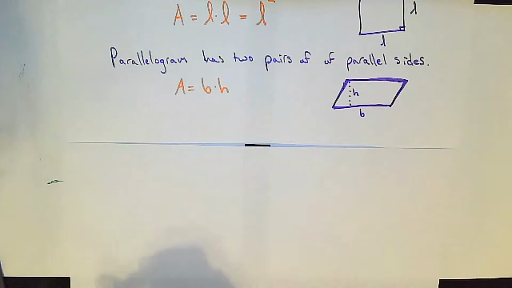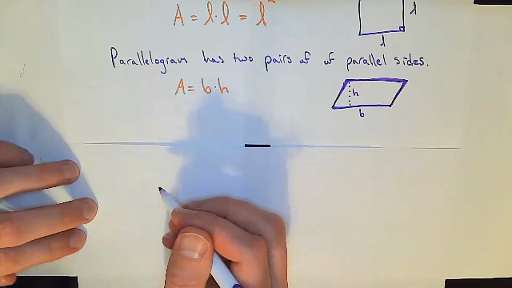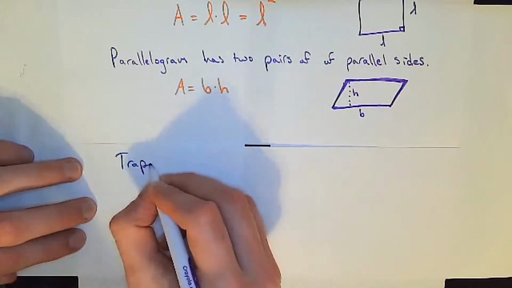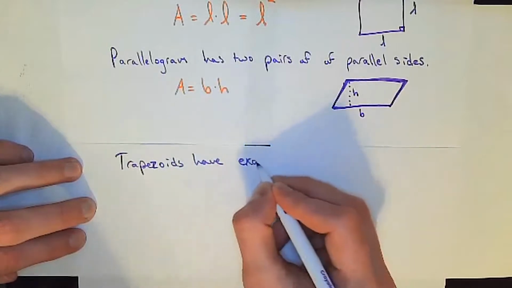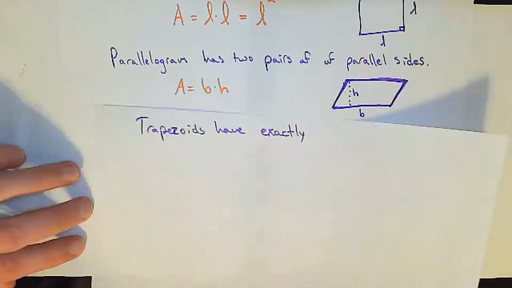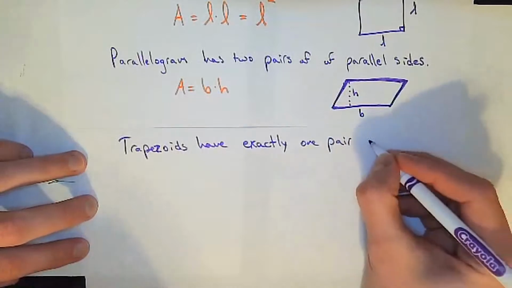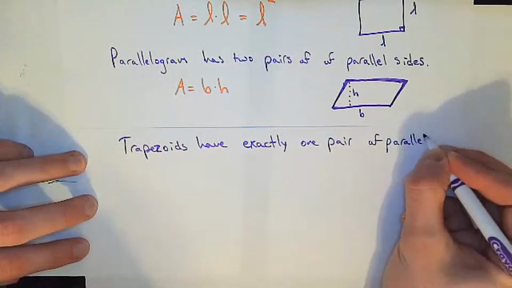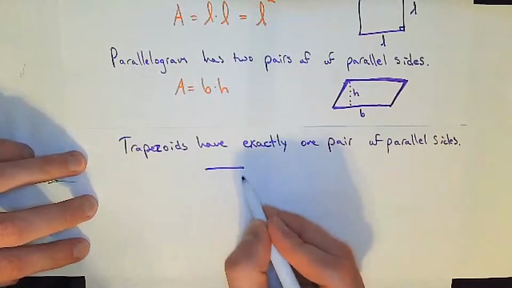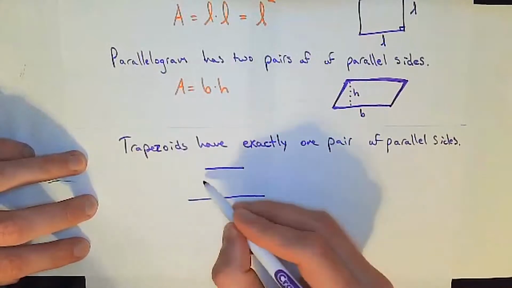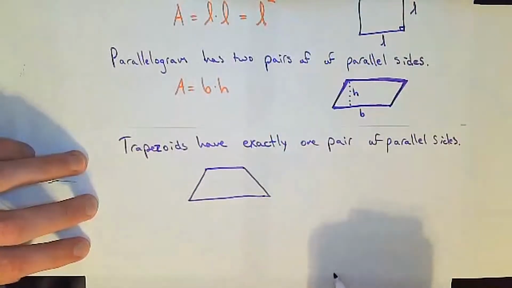Now let's talk about trapezoids. Still a 4-sided shape. Trapezoids have exactly 1 pair of parallel sides. So maybe top and bottom are parallel, but the outer two sides, the left and right sides, are not parallel. So this might be a trapezoid there.